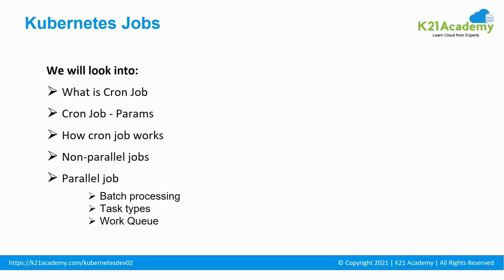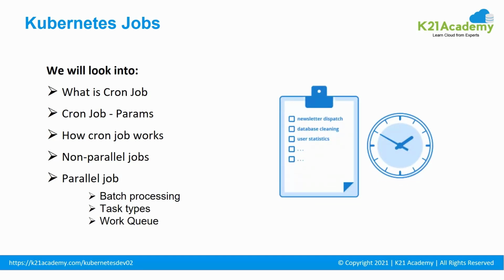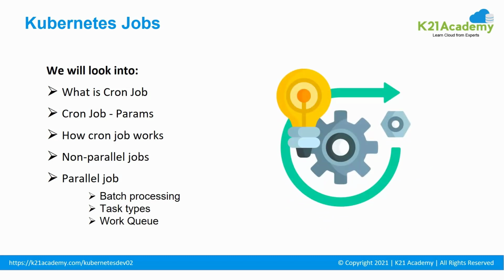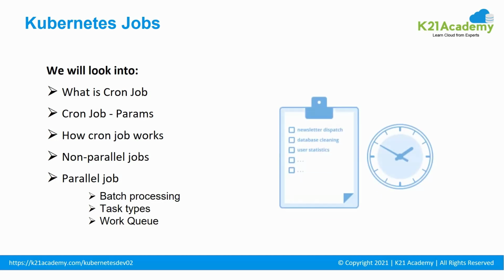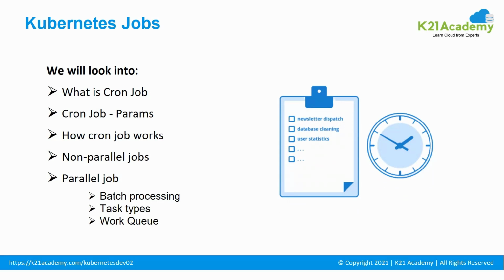Before that, let's see what we will cover. Firstly, we will understand what is a cron job, then cron job params, how a cron job works, then non-parallel jobs. After that, parallel jobs, and inside parallel jobs, we will see batch processing, task type, and work queue.